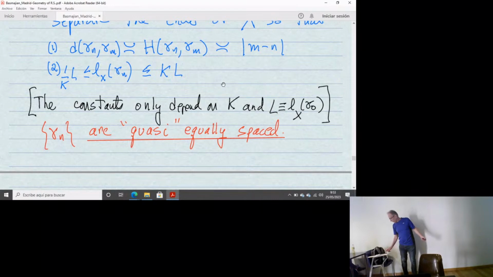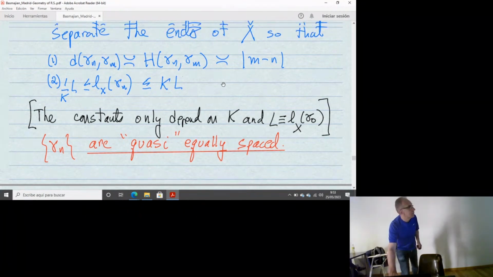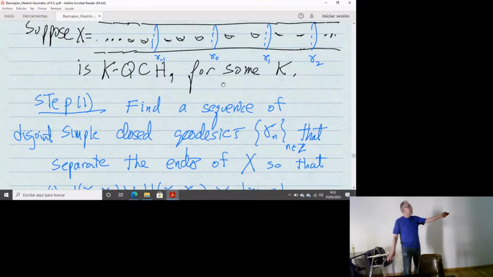So the gamma ends are quasi-equally spaced. And then the next step is to realize that between that spacing, and I'll just give you the light idea of it, I've drawn it in a nice way, but in theory, there could be a lot of genus here. And the genus could, you know, it's finite, but you don't know that it's not growing. Okay? So the next discussion is to bound the genus of these from above. And again, you use the bi-Lipschitz property in the large.